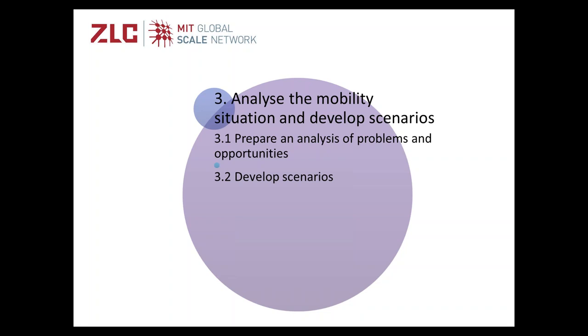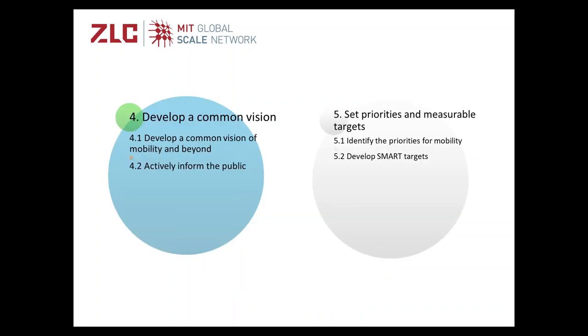So step 3 is analyze the mobility situation and develop scenarios. So the main idea coming from here is that you need to prepare the analysis of problems, you need to develop scenarios, but you need to develop also alternative scenarios for future development and make sure that there is an acceptance by all the stakeholders of the different strategies that you have proposed. Going to step 4, develop a common vision. So basically, you need to look beyond the concept of transport and mobility, and you need to set the priorities and actively inform the public on the different stakeholders that are asking them.